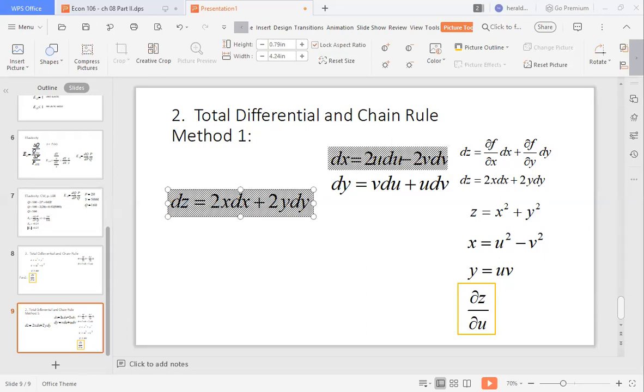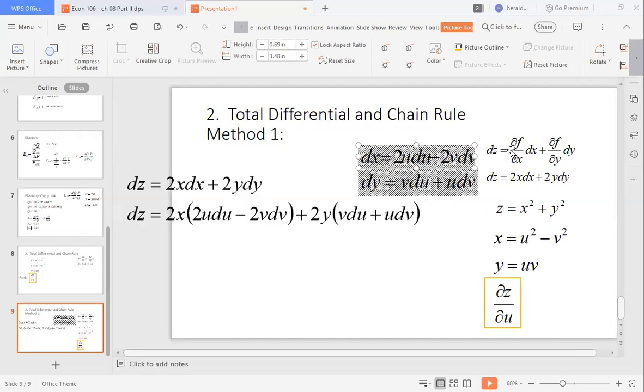So that would be dz is equal to 2x and 2u. So that's 2u du minus dv dv plus 2y. I think that would be it.